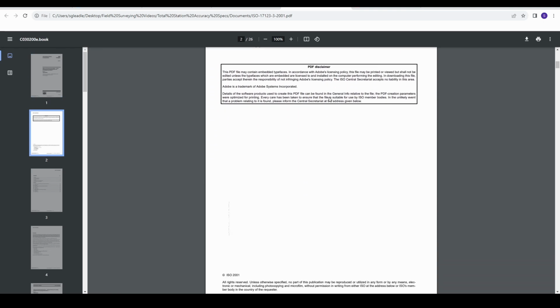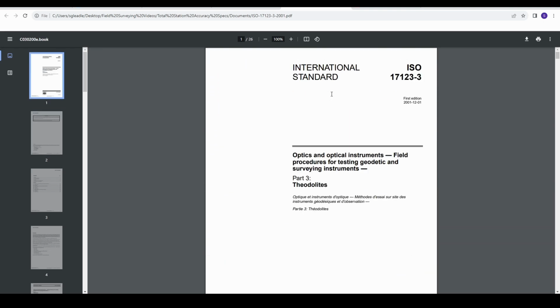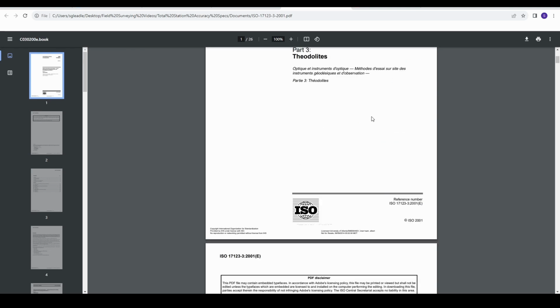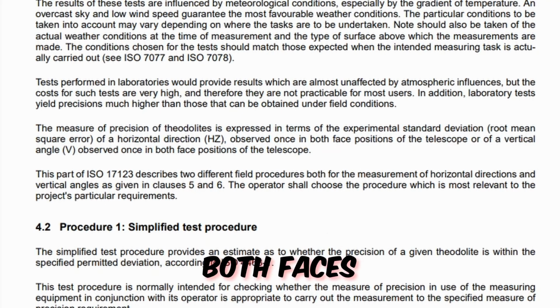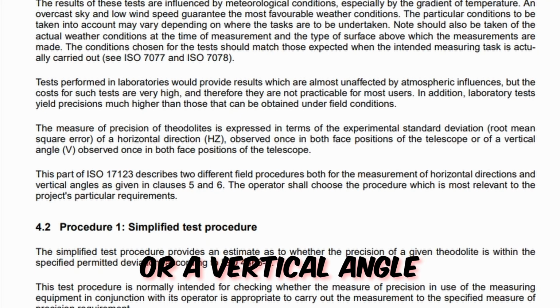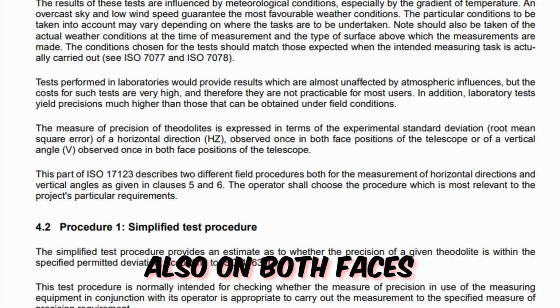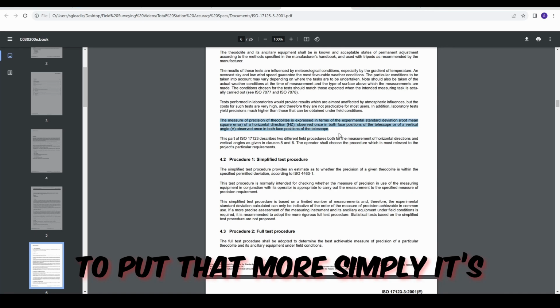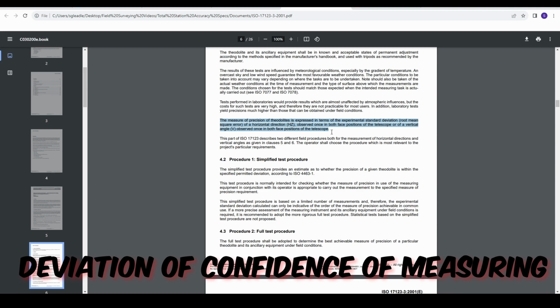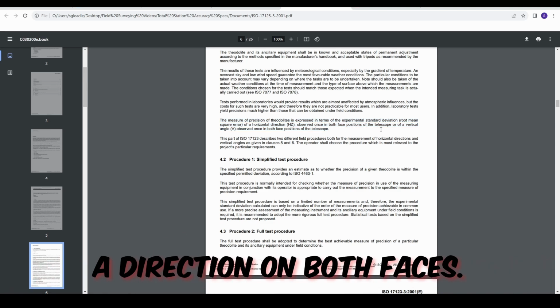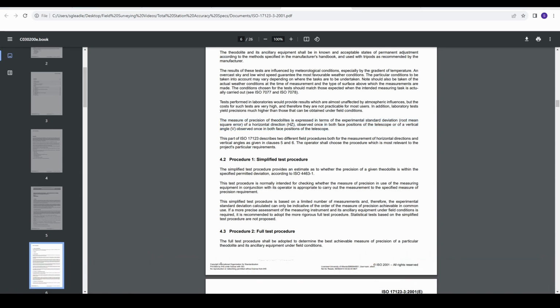As it pertains to our situation, ISO 17123-3 is defined as the measure of precision of theodolites is expressed in terms of the root mean square of a horizontal direction, observed once in both face positions of the telescope, or a vertical angle observed once in both face positions of the telescope. To put that more simply, it's the expected error at 1 standard deviation of confidence of measuring a direction on both faces. There are 3 important things to highlight in that sentence.